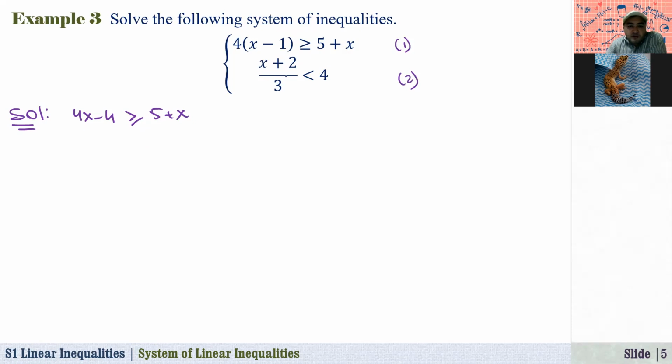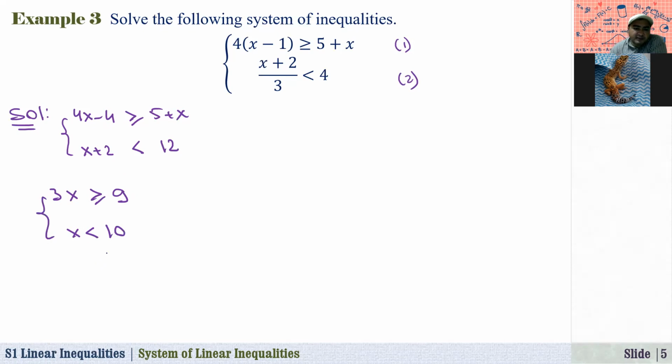All right. The second one is if you multiply both sides by 3, the positive doesn't change the solution set. So here we have x plus 2 less than 12. Now we're just solving separately, but at the same time, I'm just writing them together, okay? The first inequality, take x to the left-hand side. 4x minus x, it is 3x, greater than or equal to, take negative 4 to the right-hand side. 5 plus 4, it is 9. The second one, take 2 to the right-hand side. x is less than 10 because 12 minus 2 is 10.